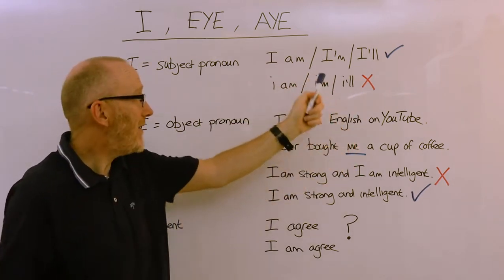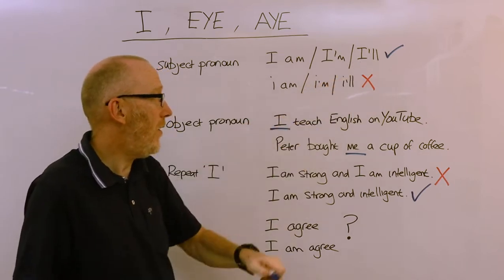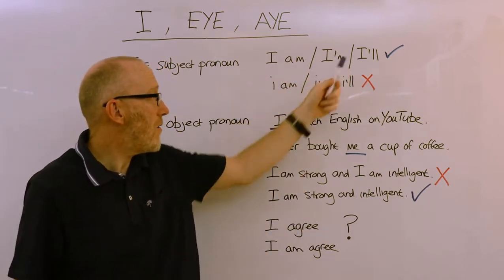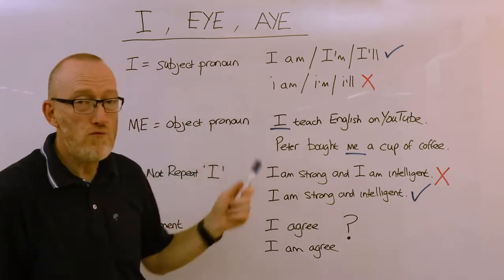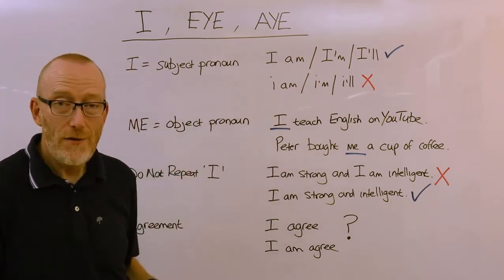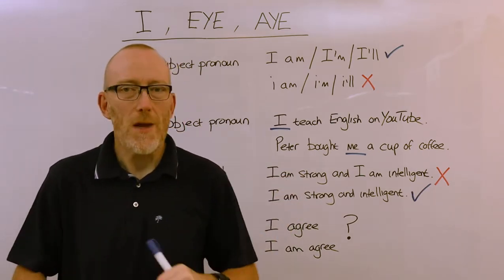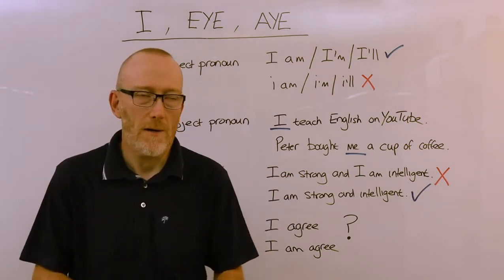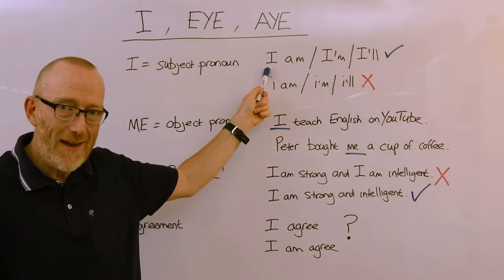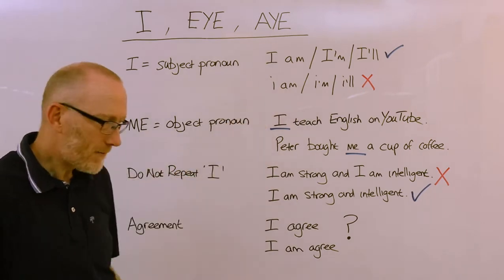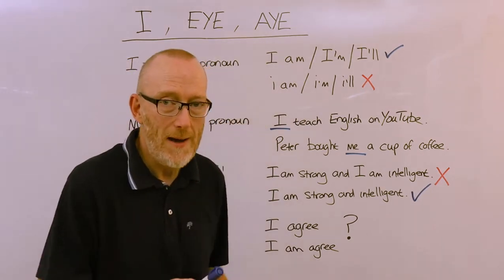Even when you're contracting, it still remains as an uppercase letter, I'm and I'll. These three are correct. These three are wrong. And if you write the subject pronoun I like that in any of your exams, you are going to lose marks. So it's always a capital or uppercase letter. That's the first mistake that lots of you guys currently make.